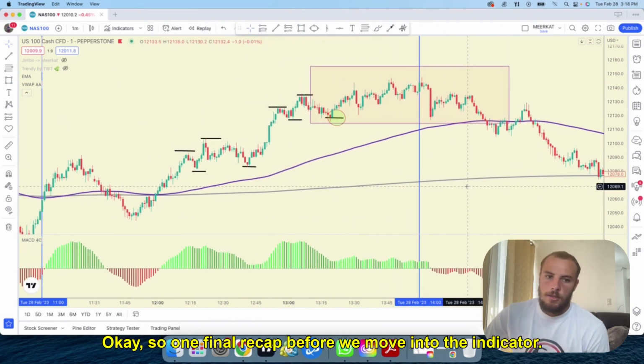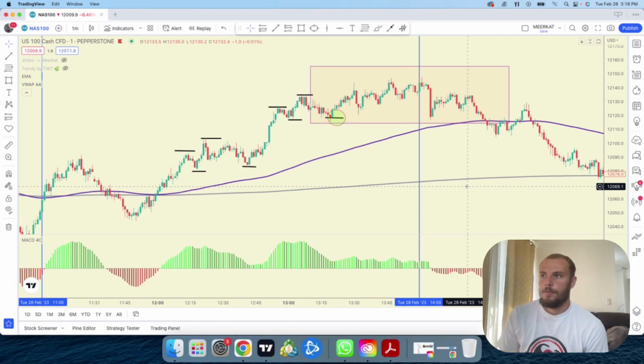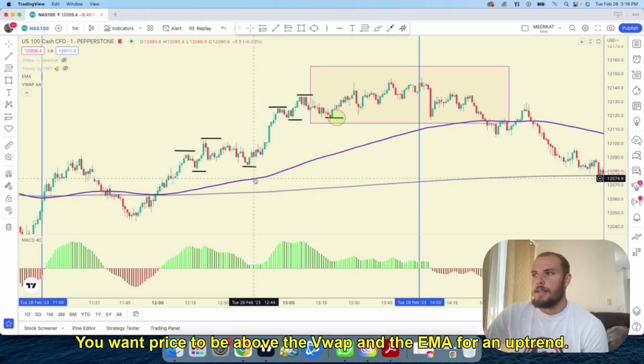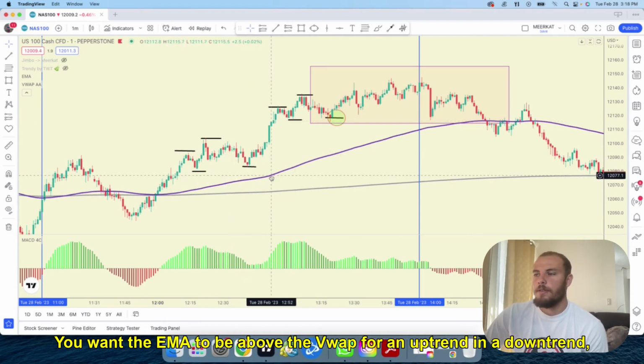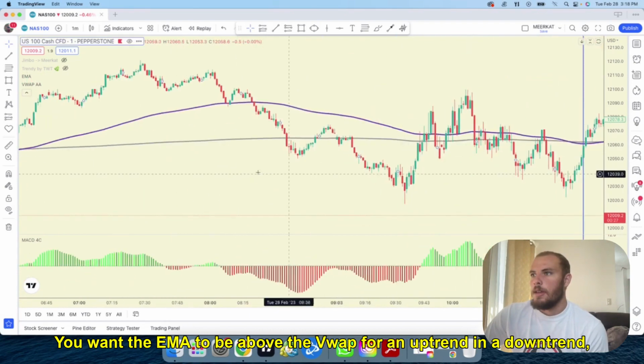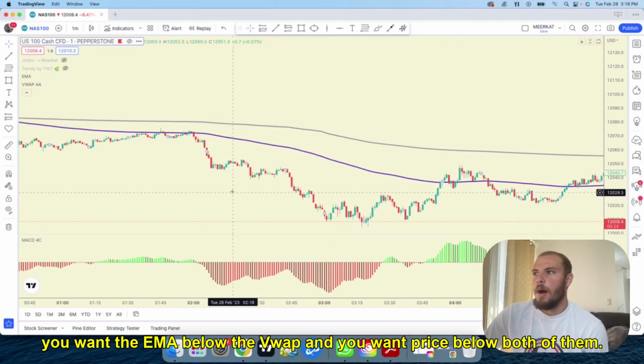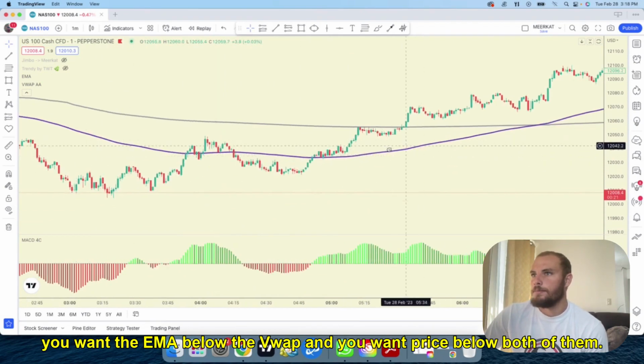Okay, so one final recap before we move into the indicator. You are using the VWAP and the EMA. You want price to be above the VWAP and the EMA for an uptrend. You want the EMA to be above the VWAP for an uptrend. In a downtrend, you want the EMA below the VWAP and you want price below both of them.